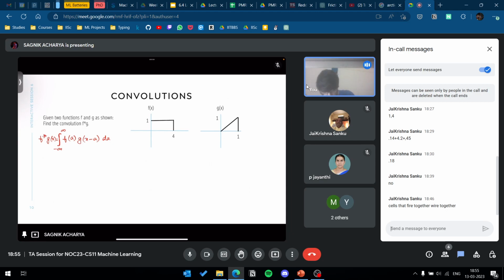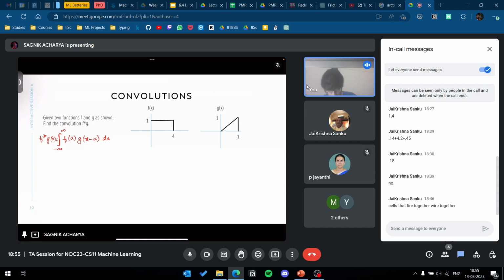But the easier way, if you have functions like these given here, a kind of a rectangle and a triangle, is to think of it like this: when these two functions are overlapping, what is the area of the overlapping part? That would be the value of my convolution at a particular x.